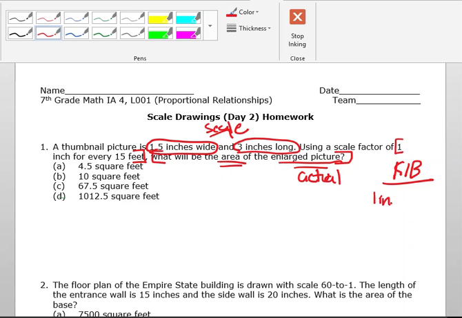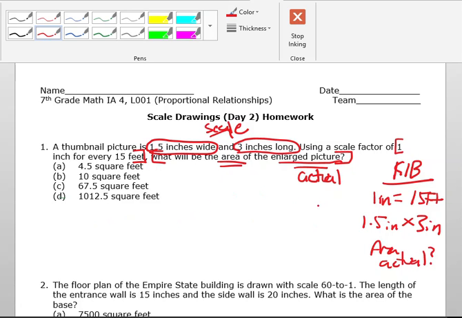1 inch is equal to 15 feet. All right, and then I have my 1.5 inches by 3 inches of my thumbnail, and I need to find the area of the actual.